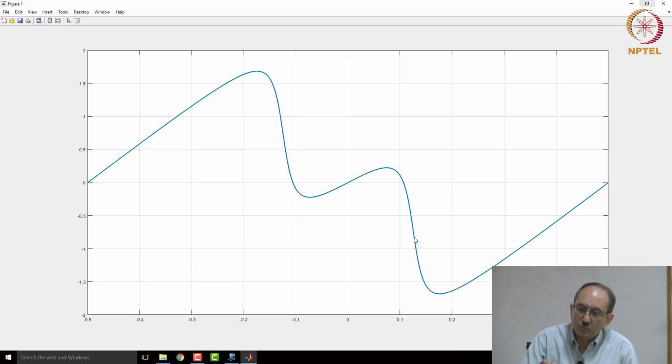And the closer R is to 1, the more rapid this phase change will be, and the deeper the pole is inside the unit circle, the gentler the change around this region will be.